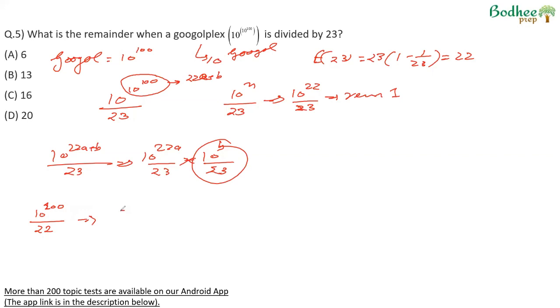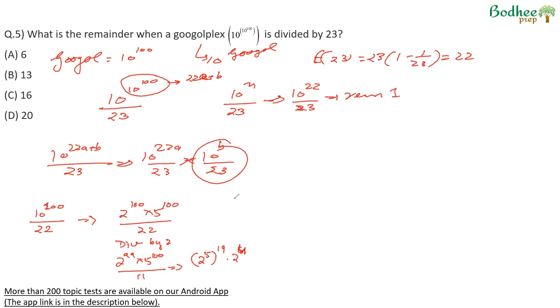So we write this as 2 raised to power 100 into 5 raised to power 100 divided by 22. So divide the entire thing by 2. This will give us 2 raised to power 99 into 5 raised to power 100 divided by 11. 2 raised to power 99 can be written as 2 raised to power 95 into 2 raised to power 4. 8, 16.